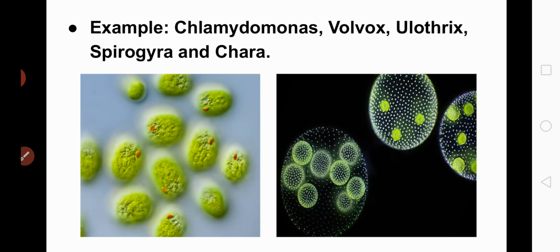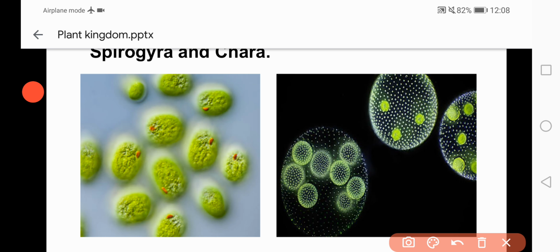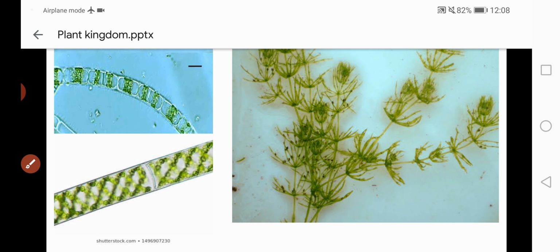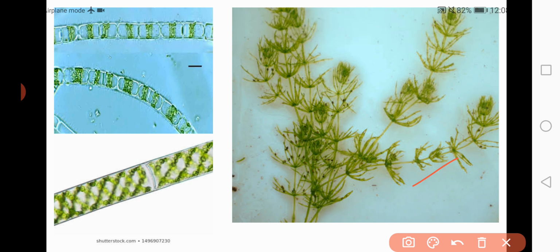Examples for Chlorophycean members are Chlamydomonas, Volvox, Ulothrix, Spirogyra, and Chara. So this is the image of Chlamydomonas, and this is Volvox. Chlamydomonas is unicellular, whereas Volvox is found in colony. And this is the Chara plant, and this is Spirogyra and Ulothrix. So these are some common examples of class Chlorophyceae.